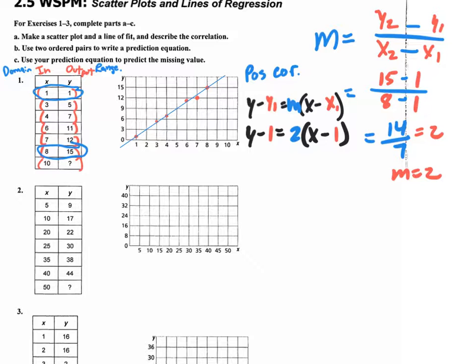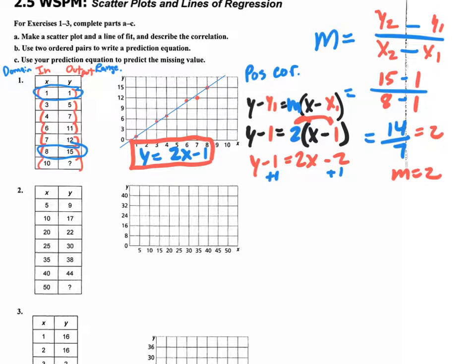So this is the same thing that we did last week, using point slope and slope-intercept writing equations. So let's convert this to slope-intercept by distributing. 2 times x is 2x, 2 times negative 1 is negative 2. Bring down the equal sign, bring down the y minus 1. Now all we need to do is get y by itself. So we're going to add 1, and our slope-intercept form equation for this blue line that best fits is y equals 2x minus 1. So this is my prediction line, okay?